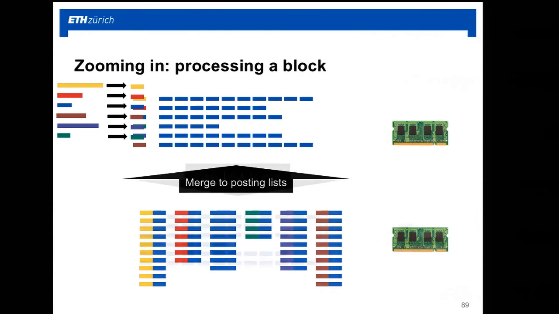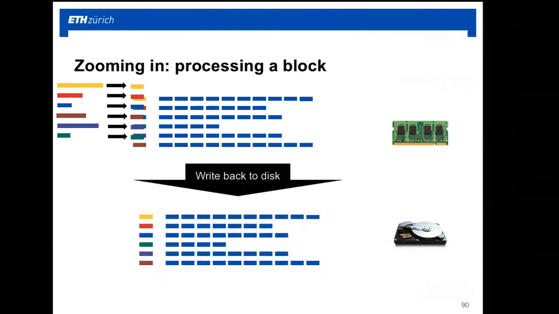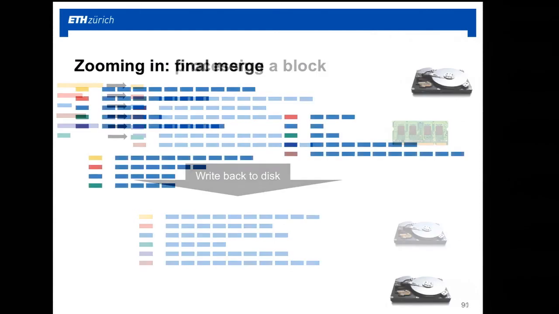So now we have these posting lists, we get them back on disk. Here you can see what it looks like. We write back the standard inverted index or the posting list just for that one batch of documents to disk. So this is how it works. We zoomed in on one single batch.